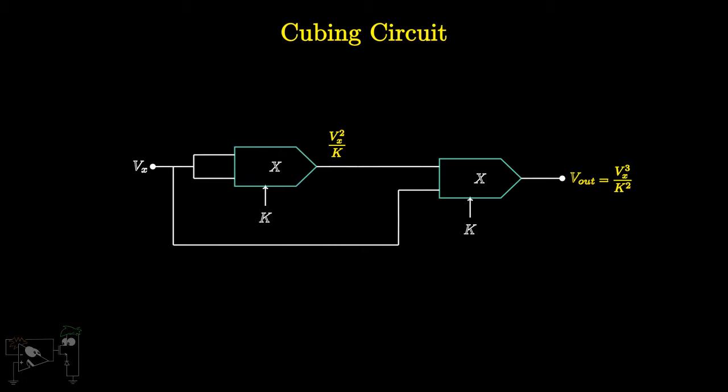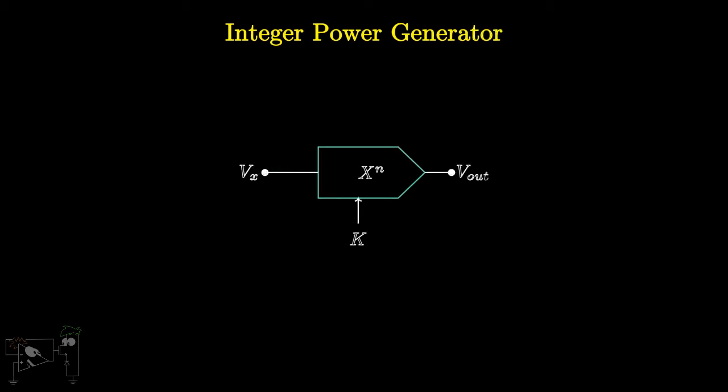This concept of cascading multipliers to generate higher integer powers can be extended to any power. We generally denote an integer power generator with the following symbol. It's the same as a multiplier, with the exception that we mention the power it generates inside the block. The output of the integer power generator is Vx raised to n by k.